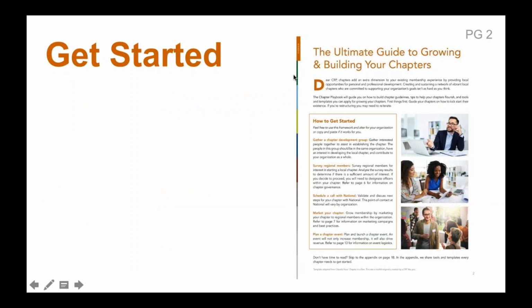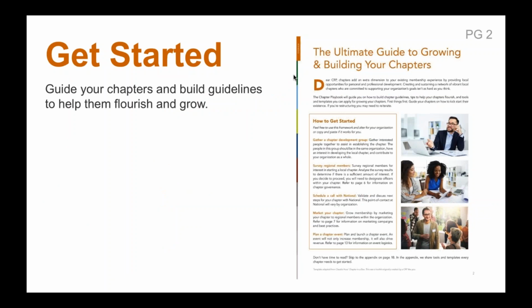All right, so just to get started and get us warmed up here, as you guys are opening up that PDF, what we want to talk about is the ultimate guide to growing and building out your chapter operations. You'll notice that I use chapters interchangeably with components or state affiliates. Whatever your setup is, when I say chapters, that's what I'm referring to. Now, the guide is for your chapters, but it's also to help build guidelines to help not only the national organization, but the chapters themselves, not just survive or just be there, but actually flourish and grow.